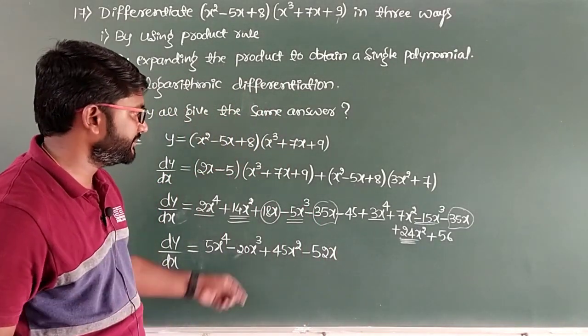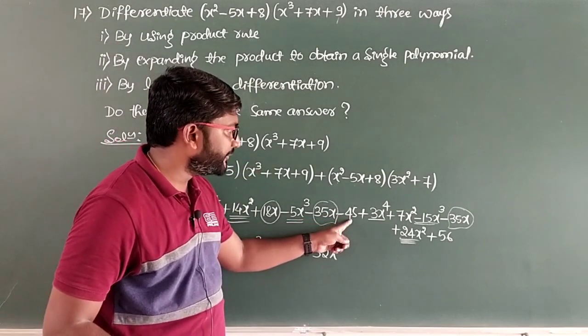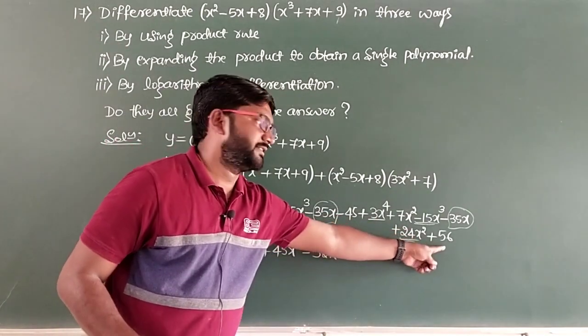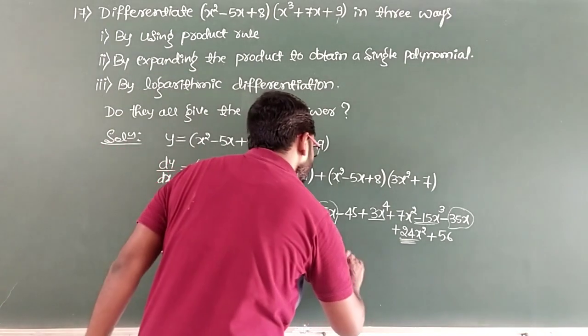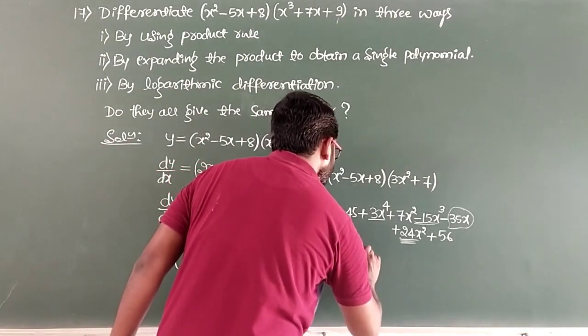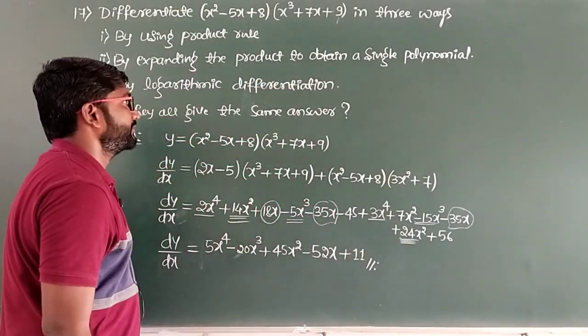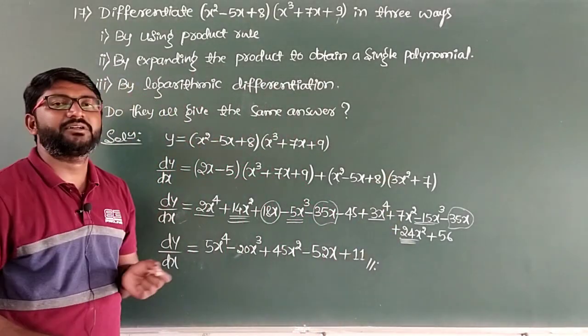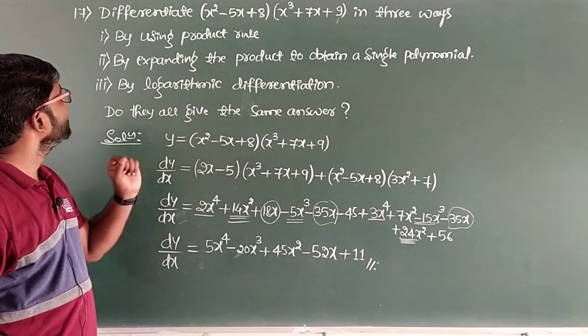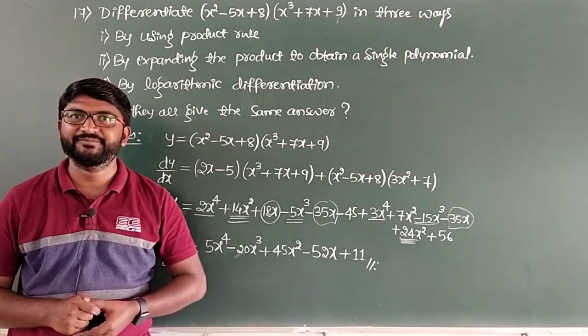Do we have any constant? Yes, it is minus 45 and then plus 56. Overall we get plus 11. So this is the answer for the first method, that is by using the product rule. You will have to try the Roman number 2 and Roman number 3. So this is all about question number 17.